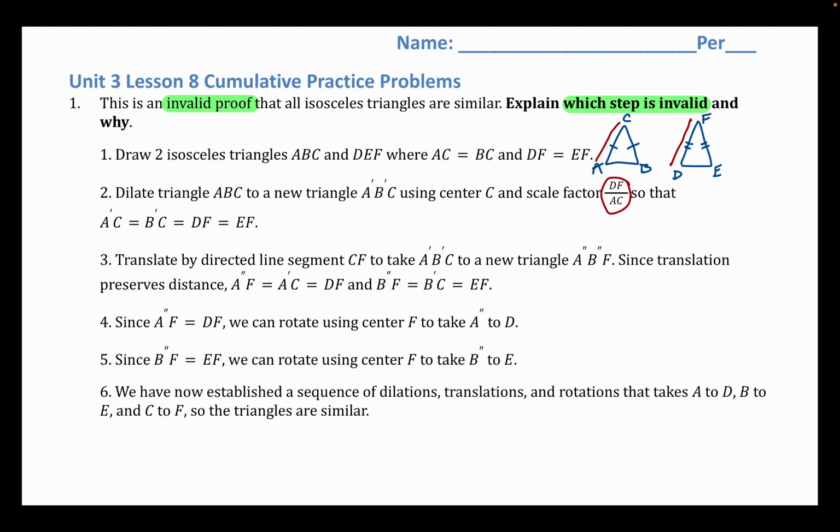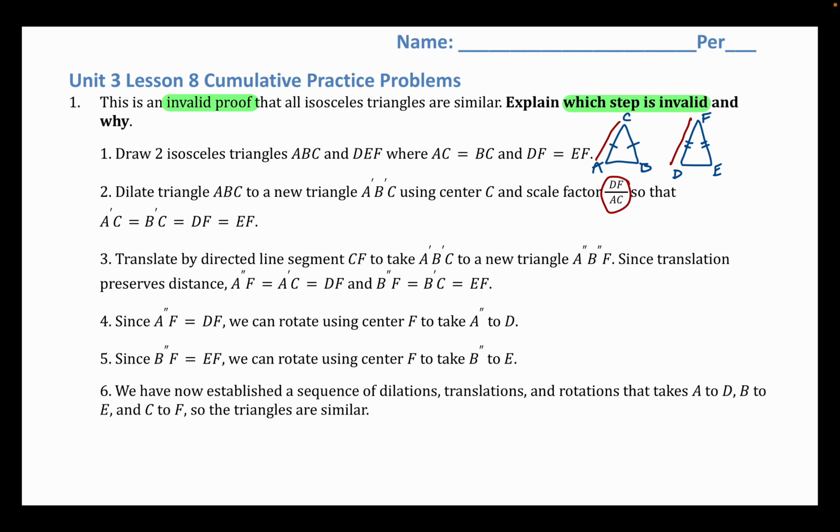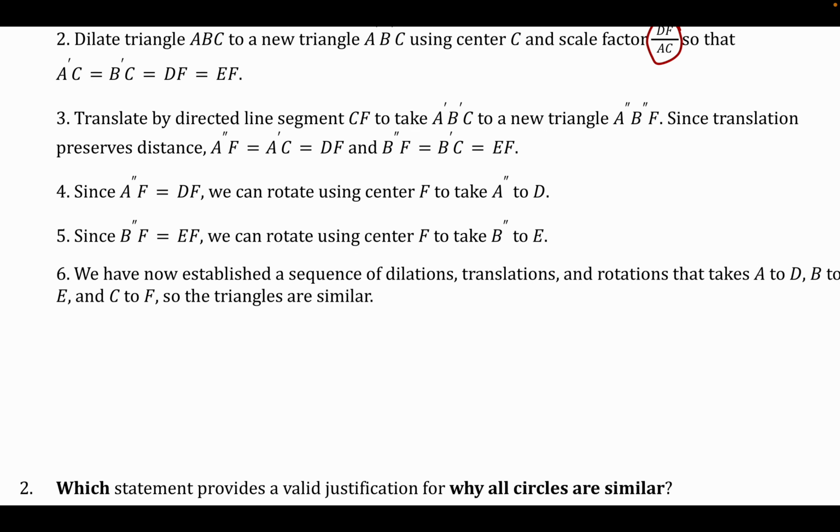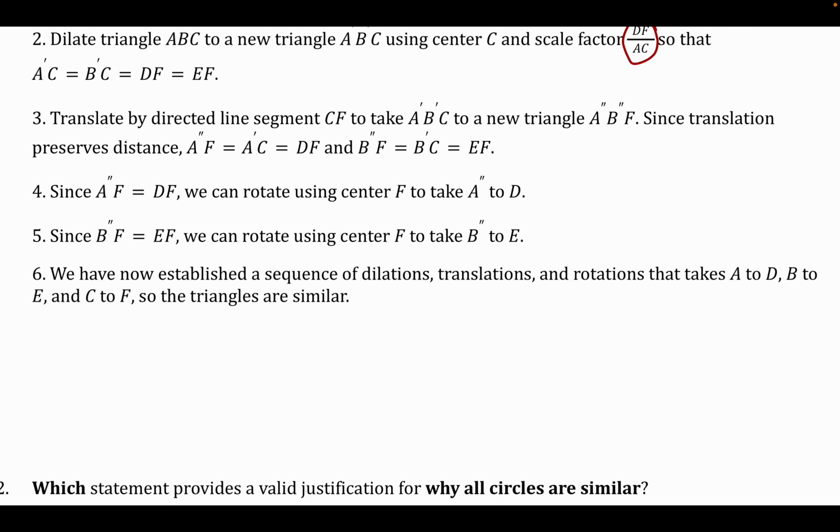We have now established a sequence of dilations, translations, and rotations that takes A to D, B to E, and C to F. So the triangles are similar. Well, they're going to have the same side lengths. We weren't given anything about angles, so we don't know anything else there. But step 6 is what I have a problem with, because they're saying this whole sequence now takes each of those points to each of those other points.